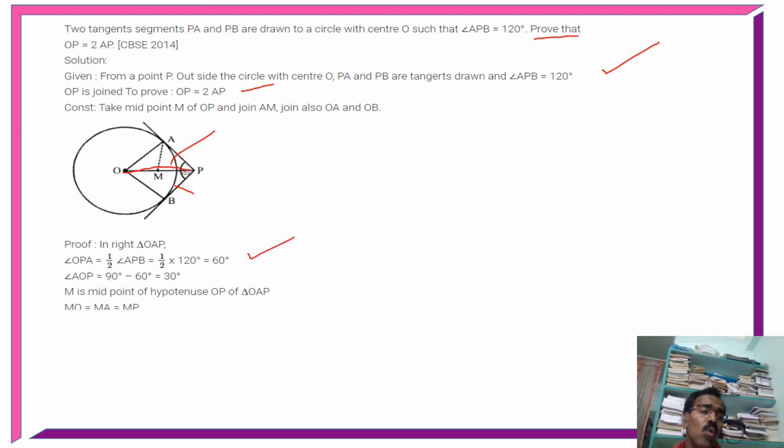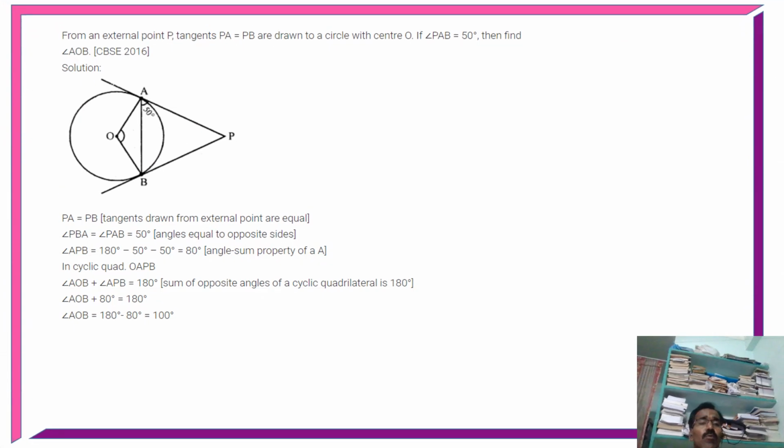As we know, angle AOP is also 90 minus 60, which is 30 degrees. So M is the midpoint of the hypotenuse. So OM, MA, MP are equal. After that, from this, we can prove that those two lengths are equal. Now let us go with the next slide.